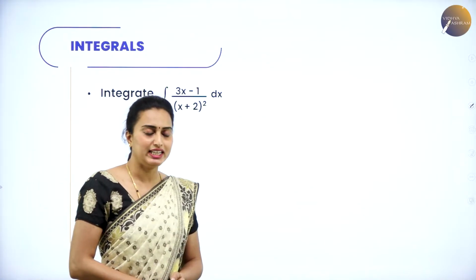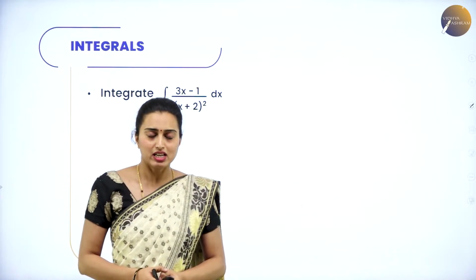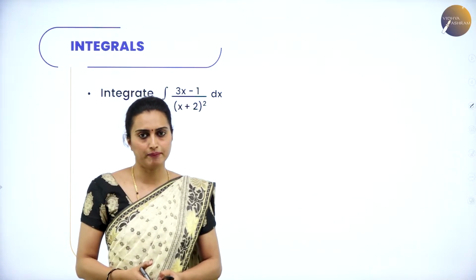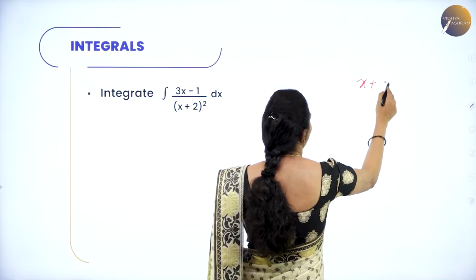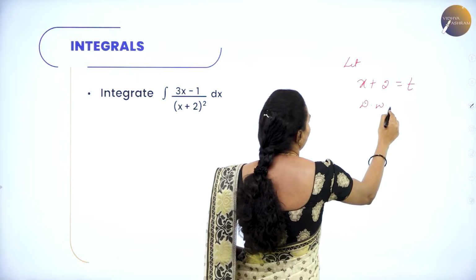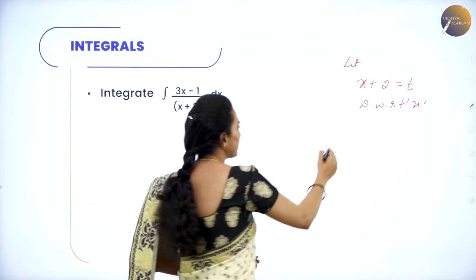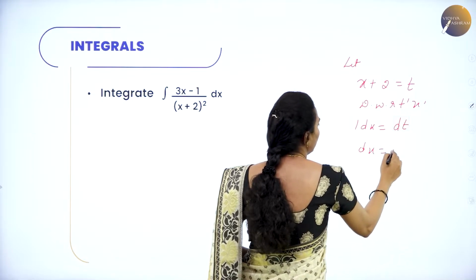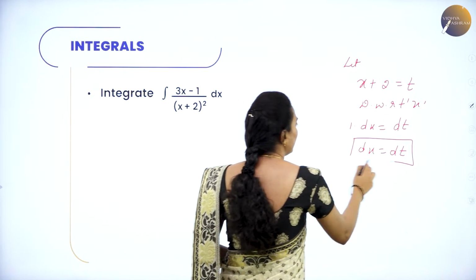What they have asked: integrate (3x minus 1) divided by (x plus 2) whole squared into dx. Rather than getting into the partial fraction here, I am going to do it by a substitution method. So let me do substitution as denominator x plus 2 is equal to t. Now differentiating this with respect to x, what will it give you? Differentiation of x is 1 into dx is equal to dt. Otherwise, dx is equal to dt, because differentiation of 1 into dx is equal to dt.